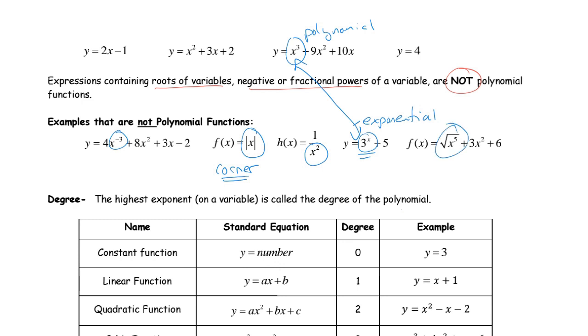And then here we've got this square root of x to the 5th, and because that doesn't work out nicely, that's going to be what we call a radical function. Now, if you had, for example, f of x equals the square root of x to the 4th, that's okay. That would work as a polynomial because that can actually be simplified down to x squared. So you've got to be careful.